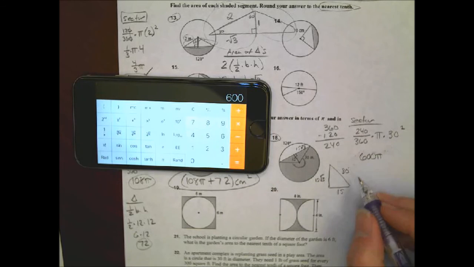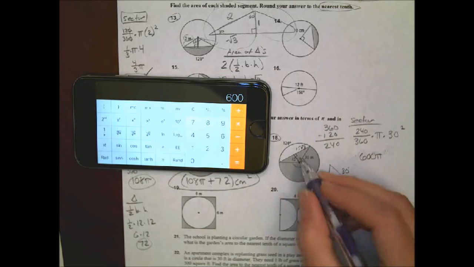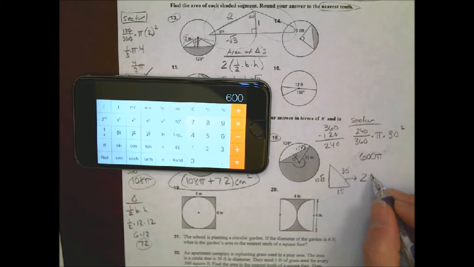So to find the area of my triangle here, remember there are two triangles, so it'll be 2 times 1/2 times the base, which is 15, times the height, which is 15 root 3. My 2 times 1/2 is going to go away, so I'm left with 15 times 15, which is 225 root 3. Remember it said to keep it in terms of pi and simplest radical form.